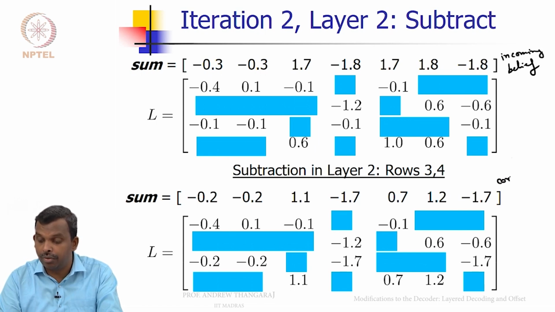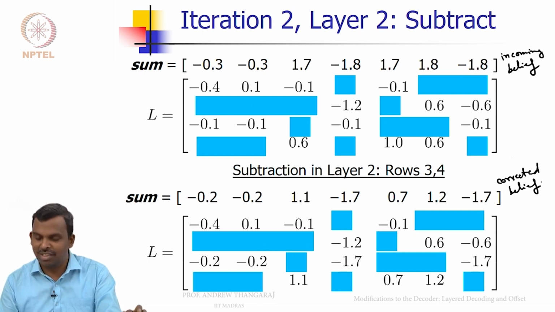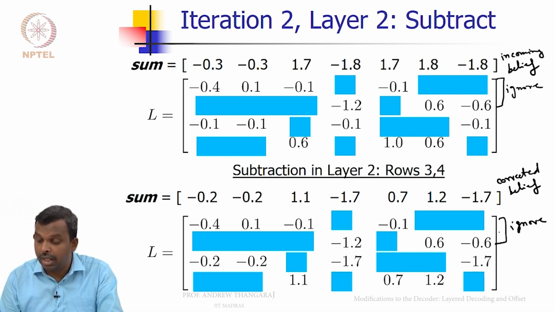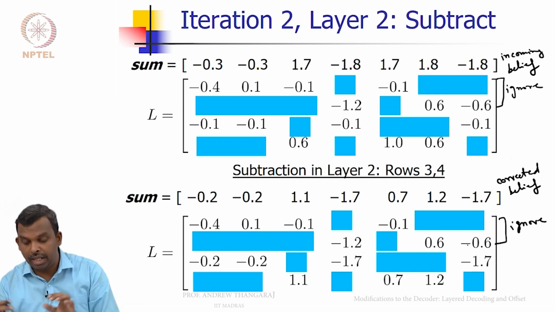This is the corrected belief. I got a little confused with layer 1 and layer 2. So remember, layer 1 is ignored. Ignore layer 1, things will be complicated when you're looking at that. You have to ignore the layer 1 part. Only layer 2 matters now.